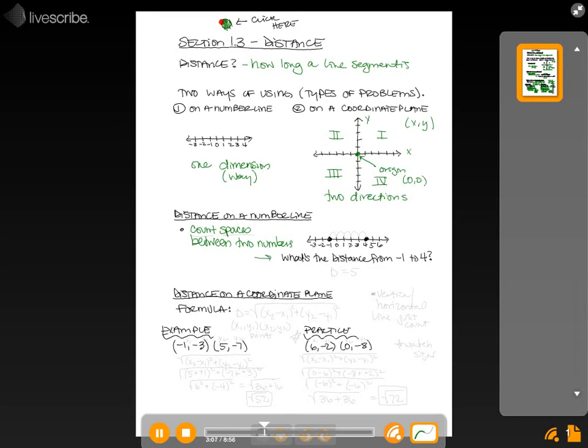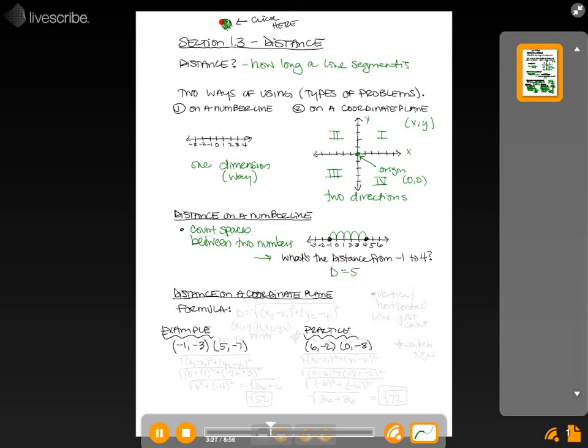So here's our example. What's the distance from -1 to 4? We've already drawn ourselves a number line. We're going to start at -1, and we're going to go to 4. So we go 1, 2, 3, 4, 5. Okay? That's the distance. So we would say d = 5.